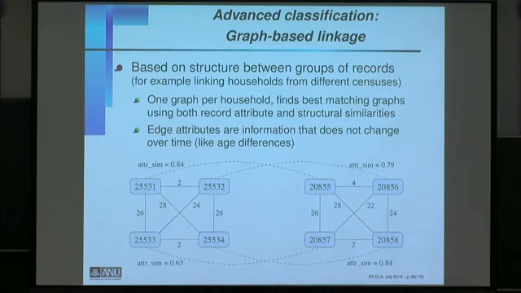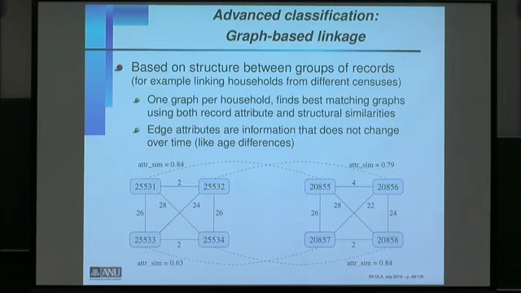So here's an example of some of the work we've been doing. The idea is, this is a graph-based linkage. Each of these graphs illustrates a household in a census database, where each node is an individual. The dashed lines are the attribute similarities which we calculate, based on names and addresses. And then the graph is now, again, that's just an example, the information which doesn't change, right?